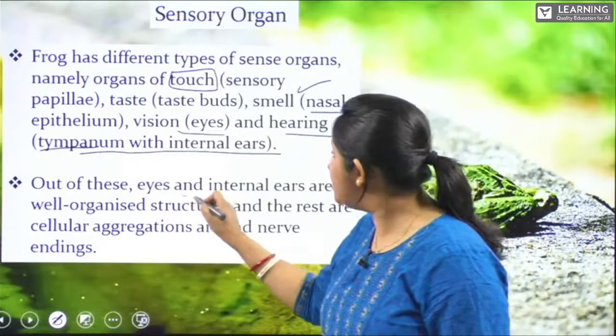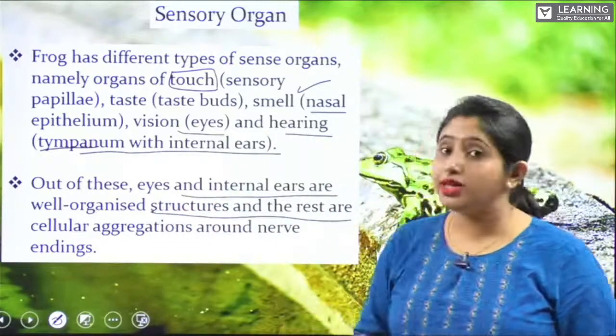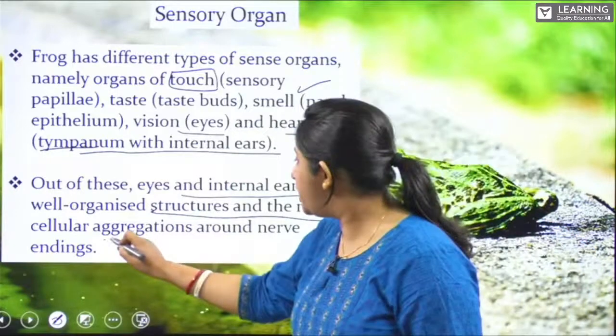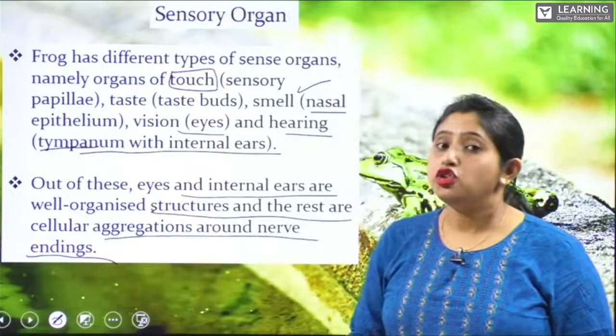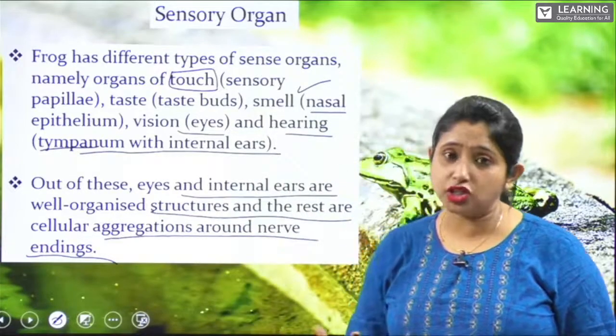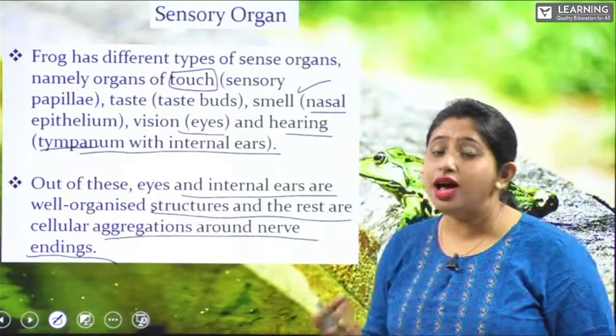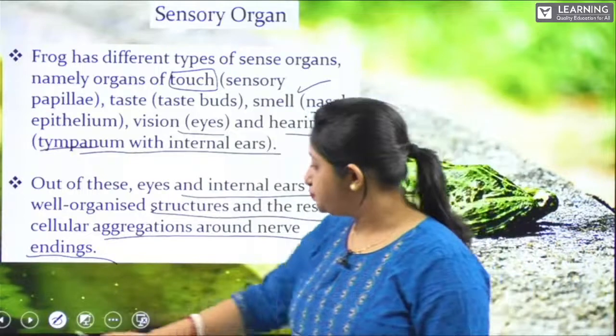Out of these, the eyes and internal ears are well organized structures, and the rest are cellular aggregations around the nerve endings. So only the eyes and the tympanum are well developed structures. The rest of the structures are cellular aggregates which are not properly visible.